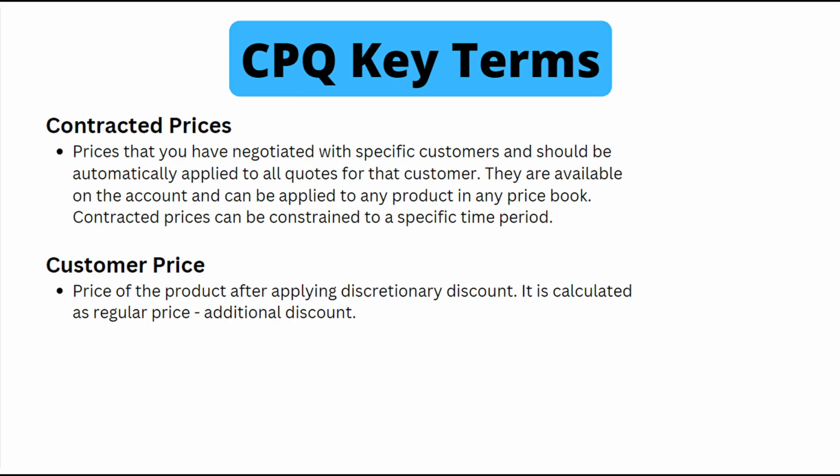Next, we have customer price. This is the price of a product after applying a discretionary discount. It's calculated as the regular price minus the additional discount. The additional discount is specified on the quote line editor.